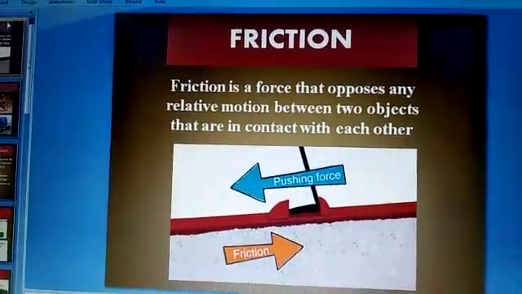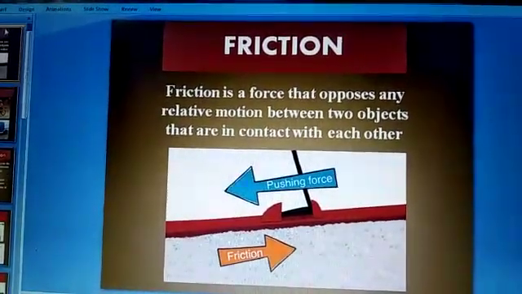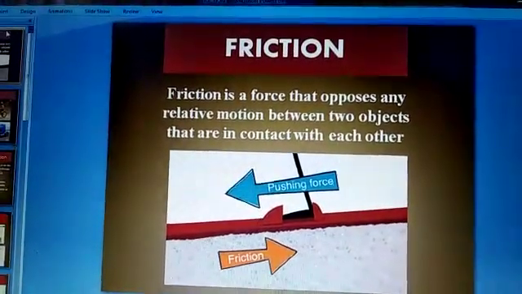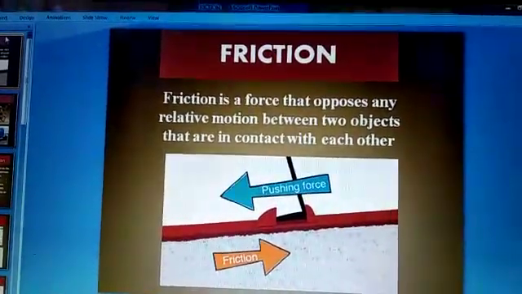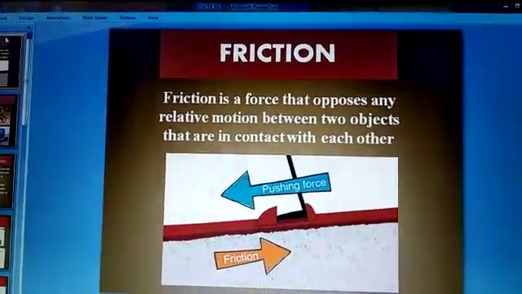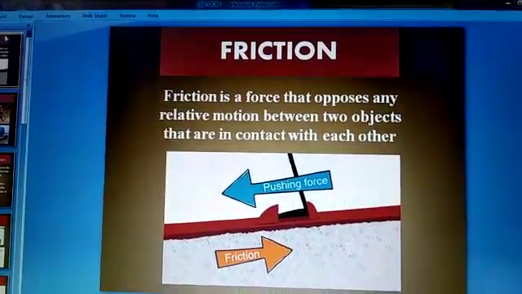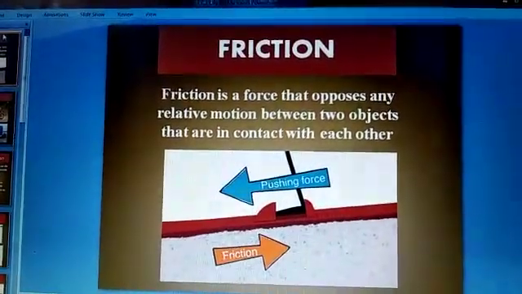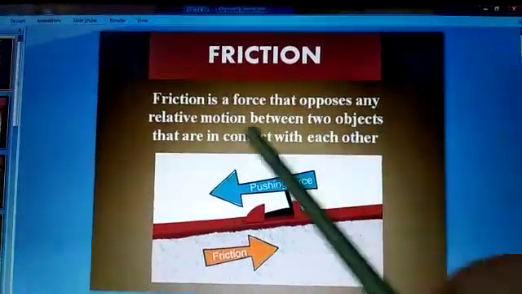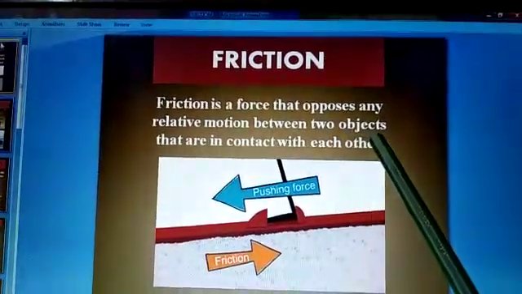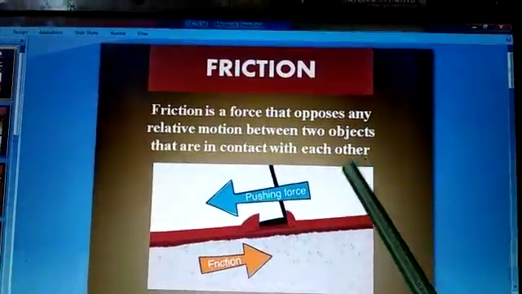Friction. This is the new physical quantity we are going to learn about. It is a quantity which helps in performing so many day-to-day activities. Let us have an idea what friction means. Friction is a force that opposes any relative motion between two objects that are in contact with each other.